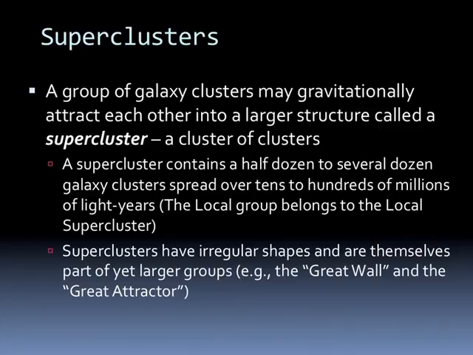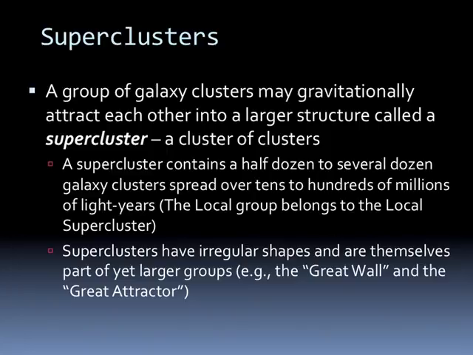Now, as we look out there, what we see is that clusters aren't the largest objects we see. We also have clusters of clusters, and we call those superclusters. So a group of galaxy clusters can be gravitationally attracted to each other into a larger structure called a supercluster. It contains a half dozen to several dozen galaxy clusters spread over tens to hundreds of millions of light years. Our local group belongs to the local supercluster.